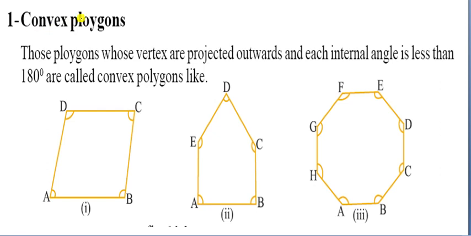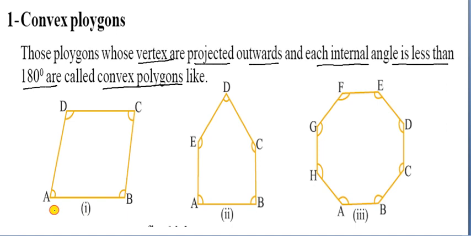So let's know the convex polygon. What is the convex polygon? Those polygons whose vertices are projected outside, and each internal angle is less than 180 degrees, that means all the angles in it are less than 180 degrees. That polygon is called a convex polygon. All the angles are less than 180.